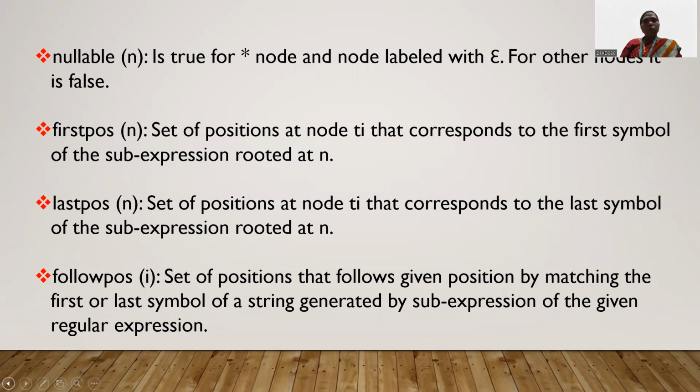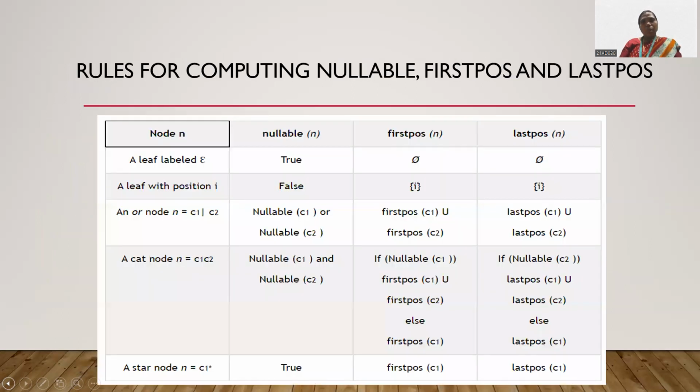Next, firstpos of n: the set of positions at the node that correspond to the first symbol of the sub-expression rooted at n. Lastpos of n: the set of positions at the node that correspond to the last symbol of the sub-expression rooted at n. Then followpos of i: the set of positions that follow the given position by matching the first or last position of a string generated by the sub-expression of the given regular expression. Now let us see the rules for computing nullable, firstpos, and lastpos.